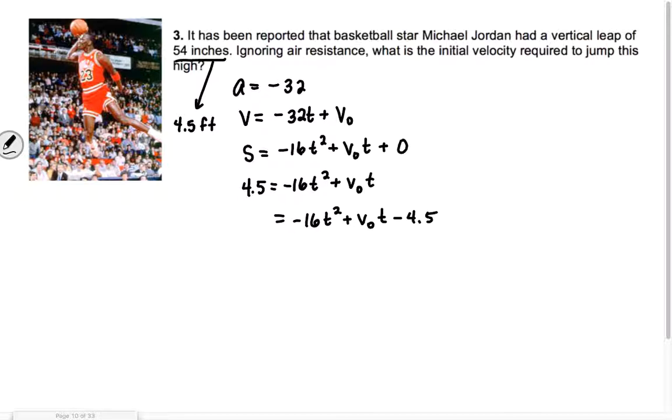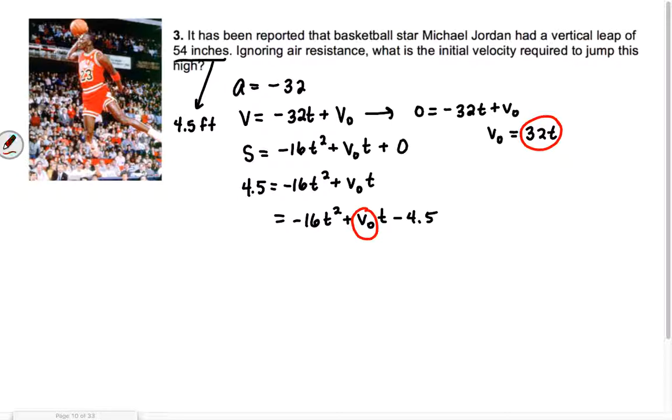What's our velocity? I got it now. What's our velocity when he's at that point? 0. So our velocity is equal to 0 when he's at the height of 4.5 feet. So negative 32t plus v sub o equals 0, and we solve for v sub o. At that point in time, v sub o is equal to 32t. Do we see that? Now we take that 32t and replace our v sub o with it.